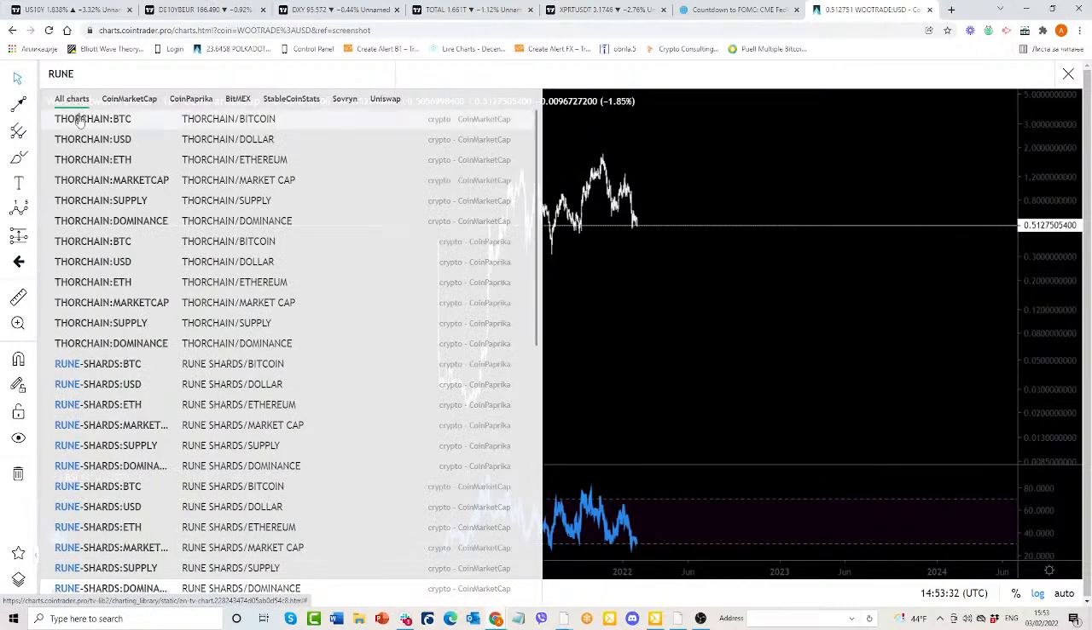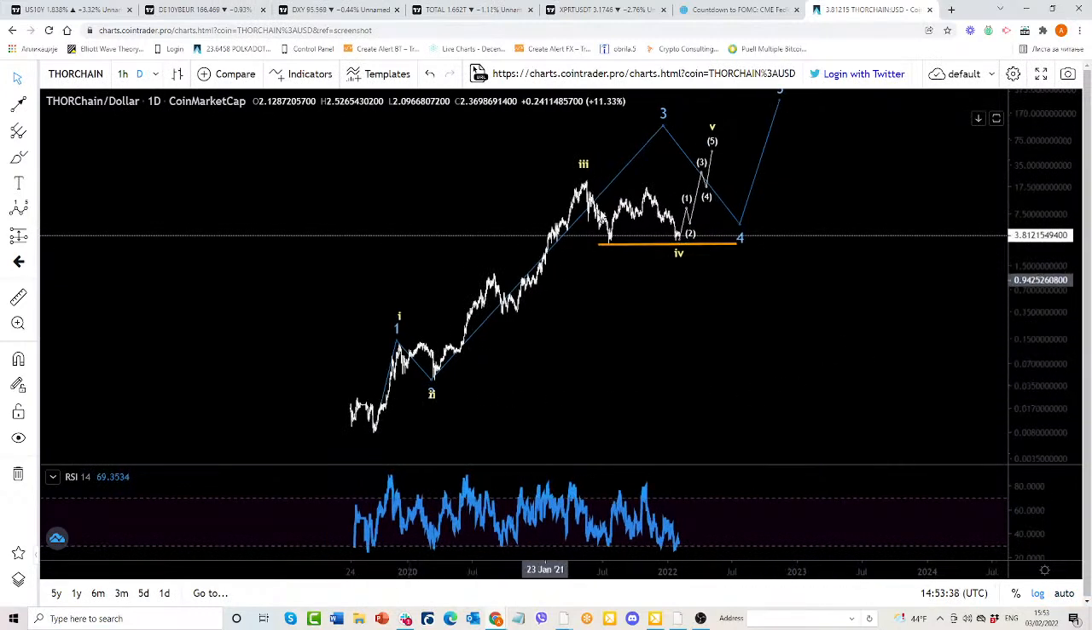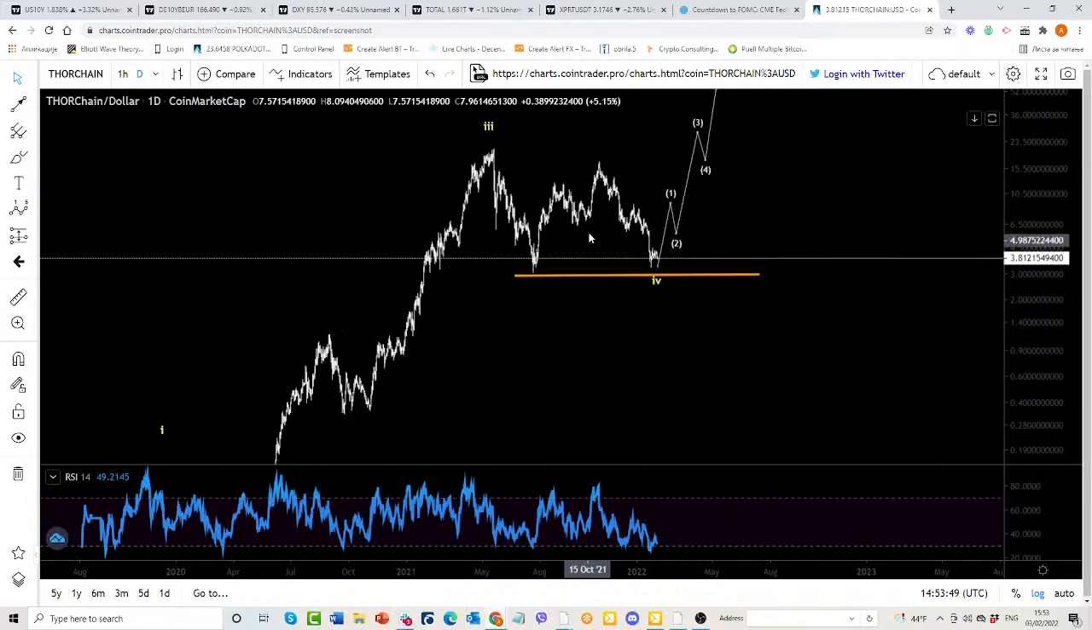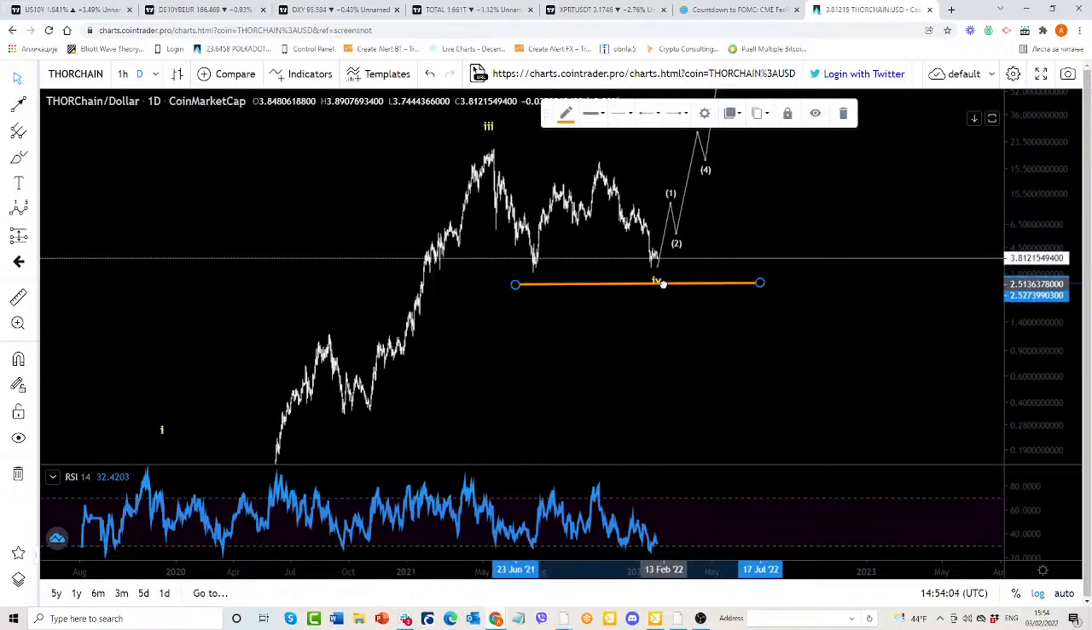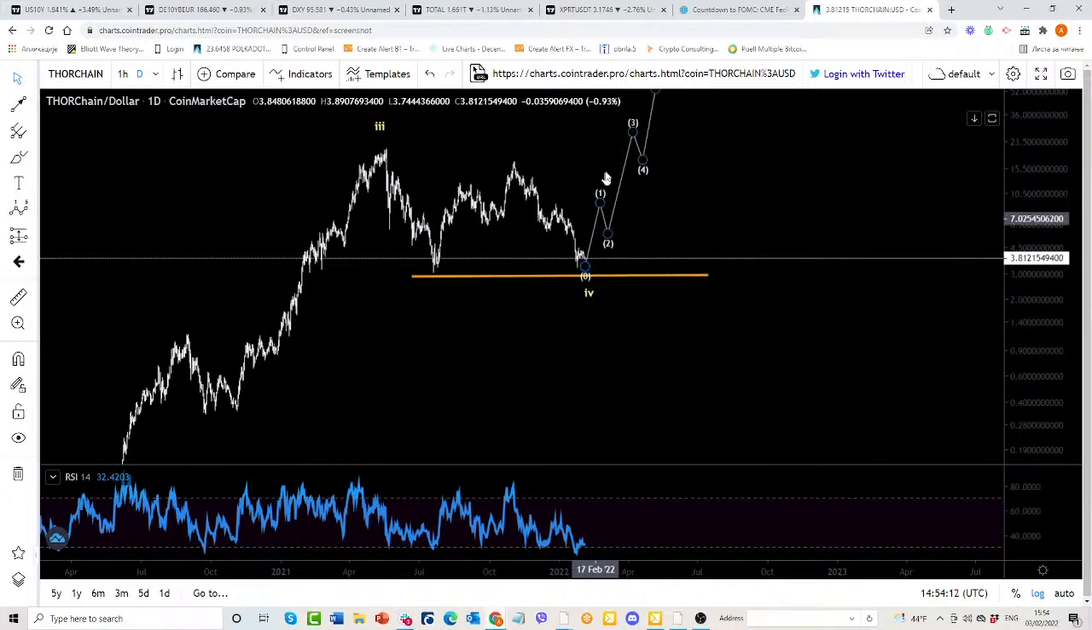Okay, let's do quickly Rune, THORChain. Yeah, the count is pretty much working as we have it. So I labeled this as a potential 1, 2, up in 3, 4. So we are at the support level. We have still maybe not 5 waves down from this. There is a 3 waves down, 3 waves up, and 1, 2. Or we can count this as a 1, 2, down in 3, 4, and 5. So definitely some of these zones around 2.7, 2.6 should maybe hold for this wave 4, and then from there you should see a reversal signature.